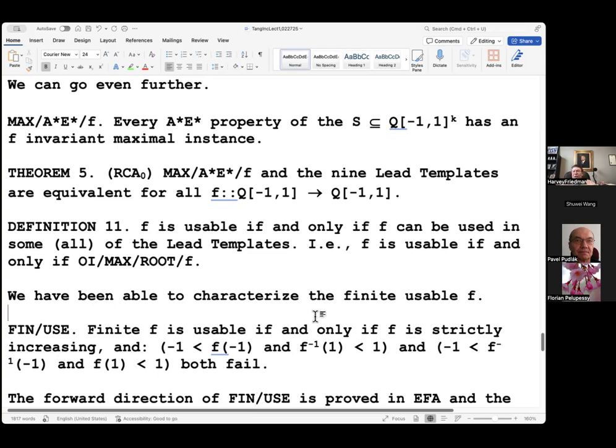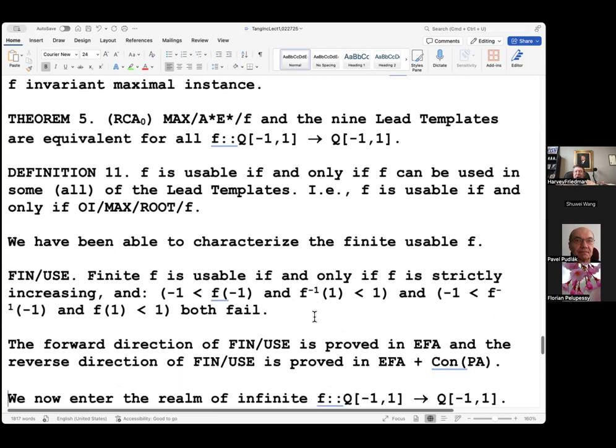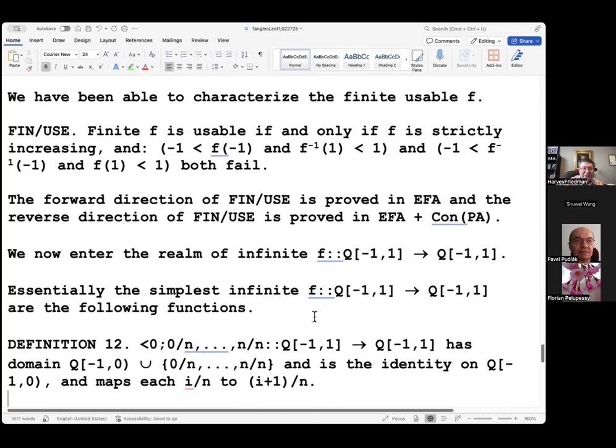Now, I've been able to characterize the finite usable F. So we now have a subject. The subject is what Fs are usable. And I know what the finite usable ones are, and I call this result fin use. A finite F is usable if and only if F is strictly increasing. Remember, these are one-dimensional objects, F. Strictly increasing, and both of these things fail: -1 less than F of -1 and F inverse of 1 less than 1. This makes sense because F is strictly increasing here. Of course, F inverse of 1 might be undefined, in which case this is automatically false.